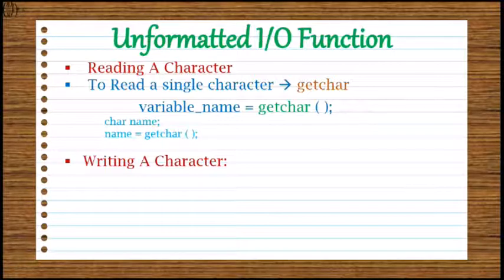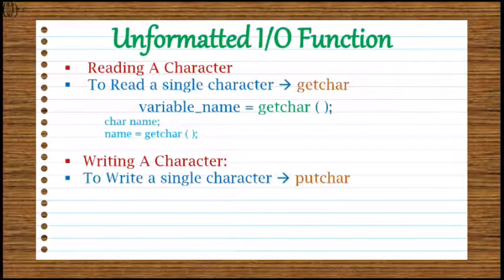Next function is writing a single character. To write a single character, the putchar function is used, and the syntax for that is putchar and then, in opening and closing brackets, the variable name, and then a semicolon. Here putchar is the function and the variable name is any valid variable name whose value you want to display on the screen. That variable name we have to write in the function.